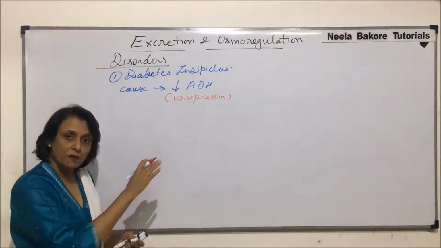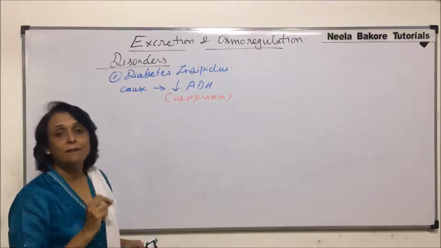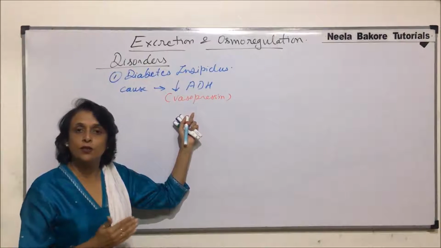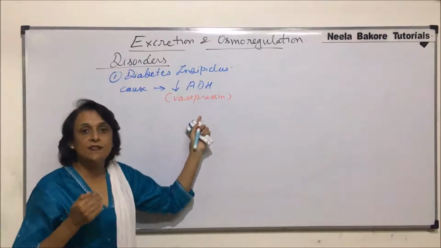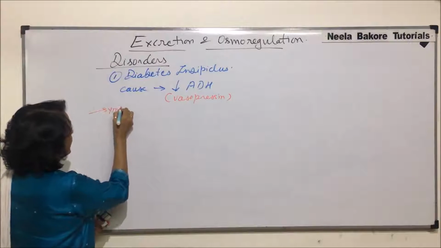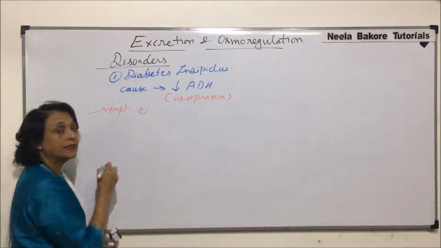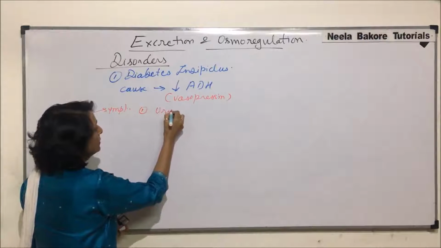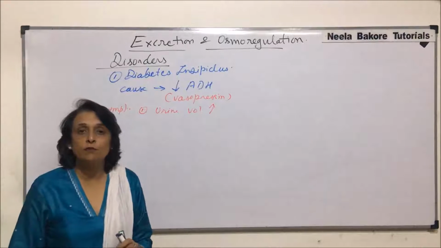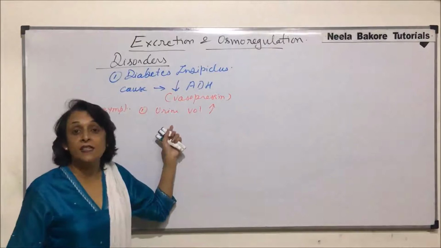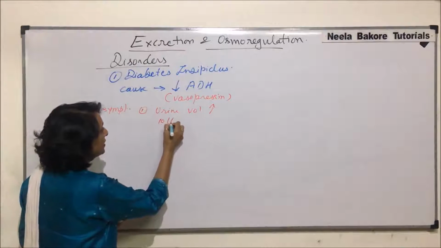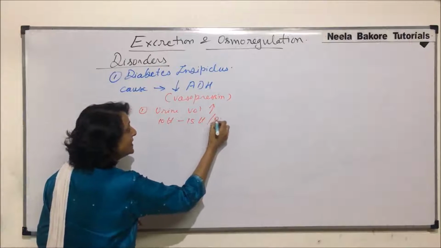So the function of ADH we have already talked of. It works on the membrane of DCT and collecting duct and increases the permeability of the membrane so that the water can be absorbed. If ADH is less, water absorption will be less. So the symptoms which we see in this case are, number one, urine volume increases. The normal daily urine output is 1.5 to 1.8 liters. But in this case, it can go as high as 10 liters to 15 liters per day.